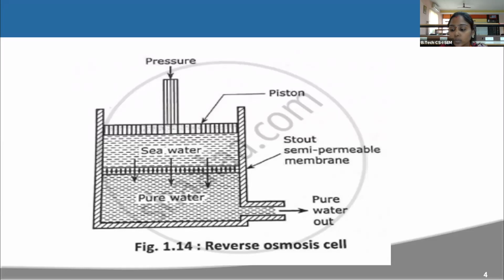Which chemicals are used in the semi-permeable membrane? Cellulose acetate, polymethacrylate, and polyamides. These three chemicals are used in the semi-permeable membrane.